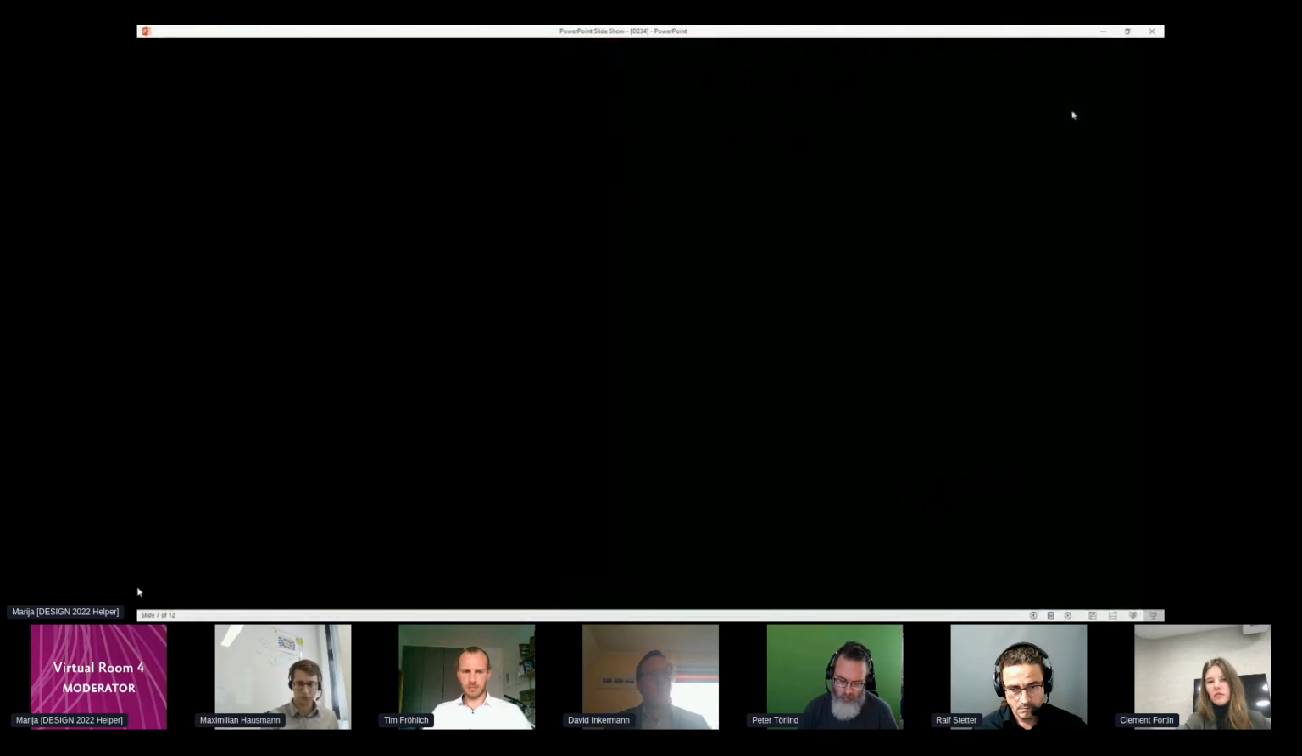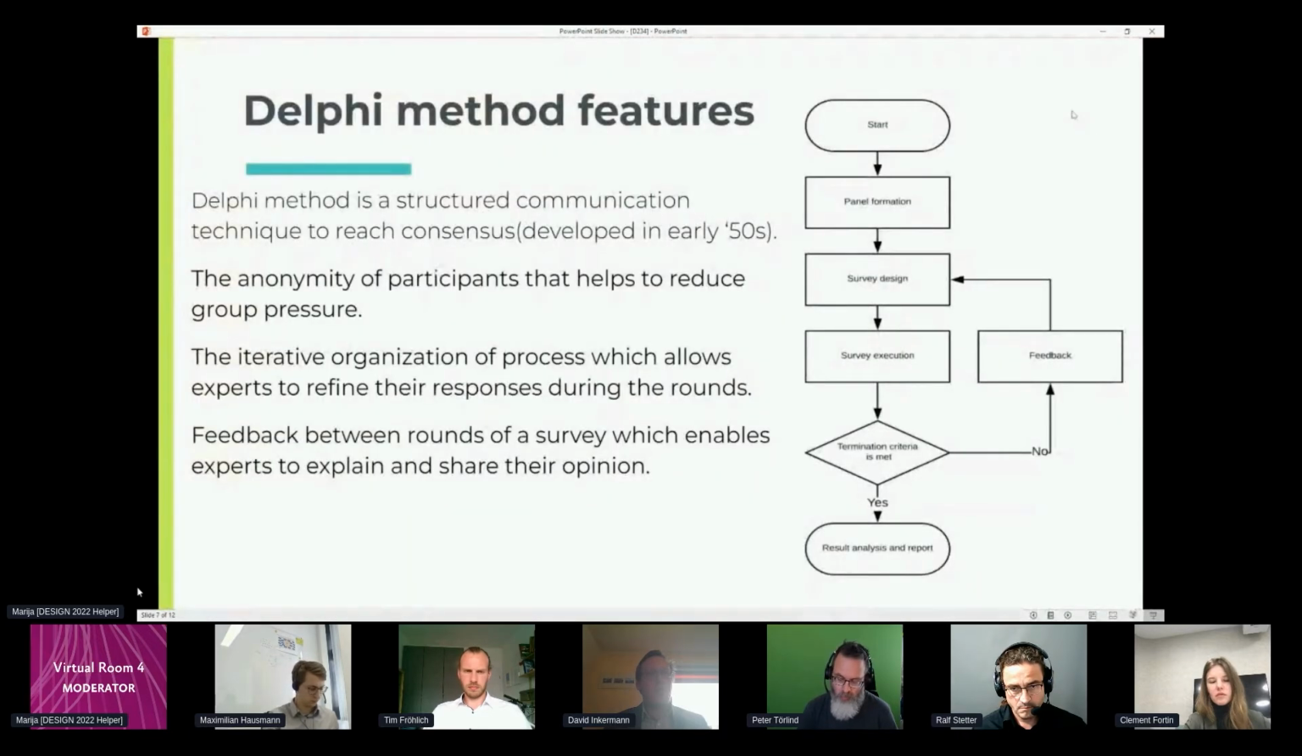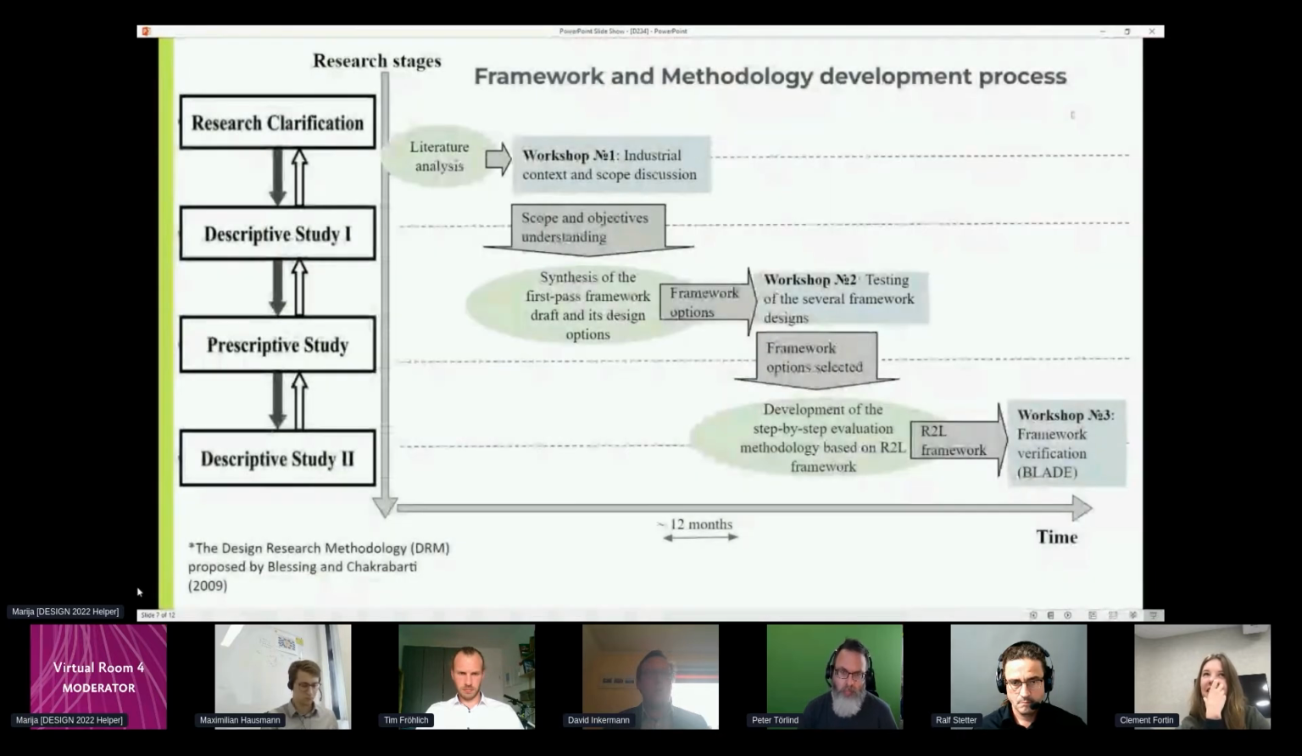Thus, we exploited the Delphi method, which provides an anonymous iterative process which is continued until a so-called termination criteria is met and experts come to a consensus.